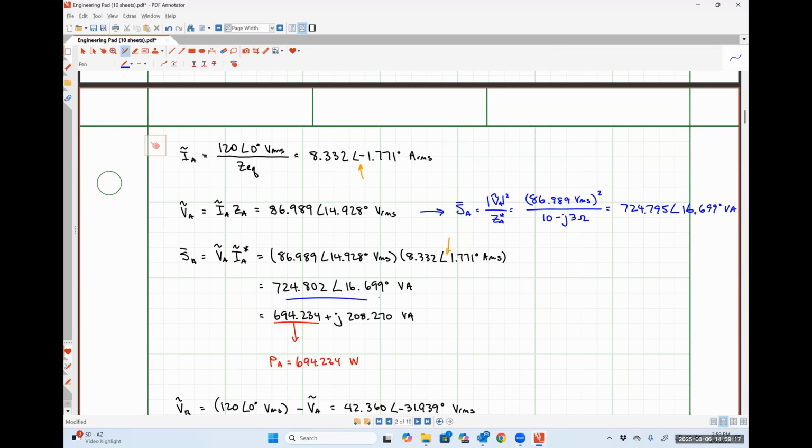Or I guess in that particular one, I found the current first, then used the current to find the voltage, but you guys get the gist. We can get the exact same result with less information, so it's not as tedious of a calculation to perform. You can't go wrong if you use S is equal to V times I conjugate for everything. I'm just trying to show you a slightly faster way to get the same result.